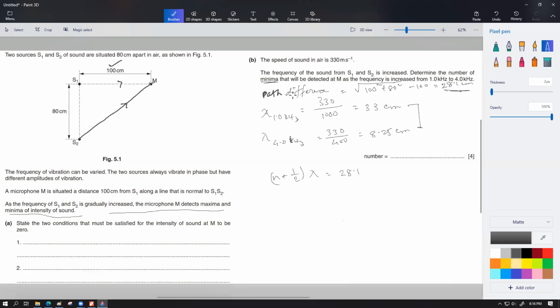Actually, if I am writing 8.25, I might as well write 33.0 because all of these numbers are supposed to be in the same SF. You should not mix up SFs in a single question. So that's why writing a 0.0 over here is actually pretty important. So I'm writing 28.1, no big deal. In this case, I'm going to make lambda the subject because I want to find out how many lambdas I can get for this scenario.